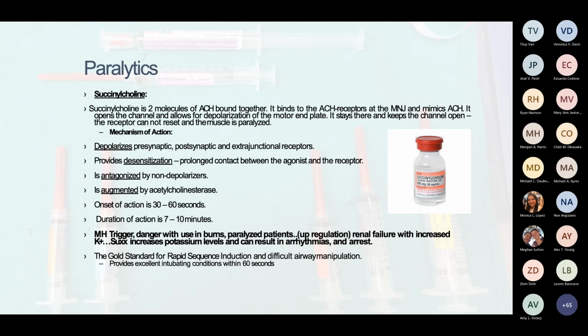So the reason we use it: very fast onset, 30 to 60 seconds, if even that long, and it goes away very quickly. So if I need to put an endotracheal tube in somebody, but I want them to be able to breathe, I may use succinylcholine.